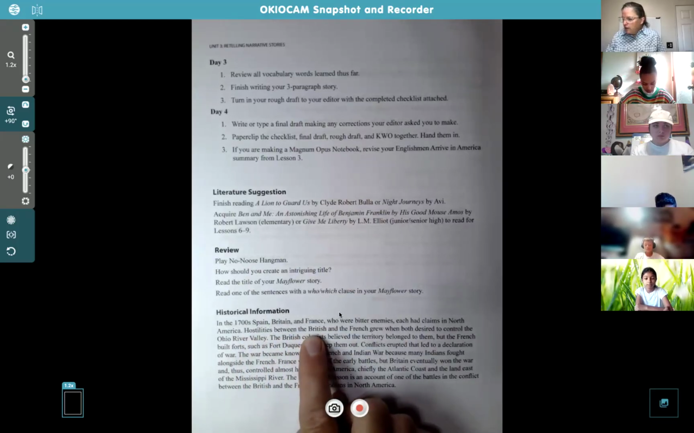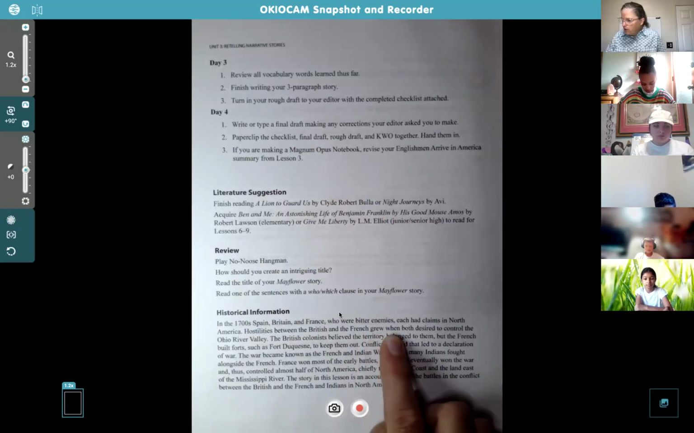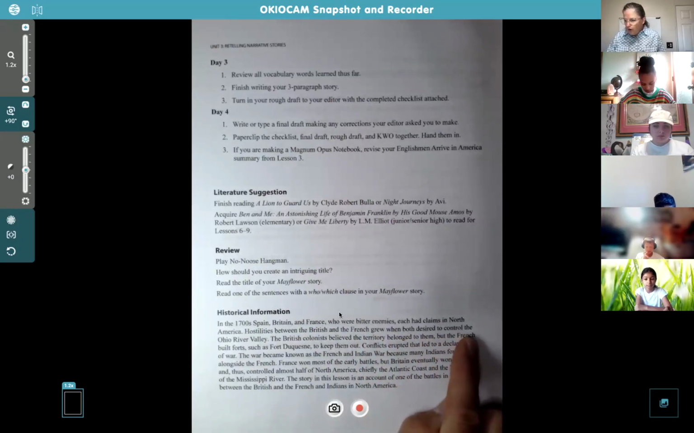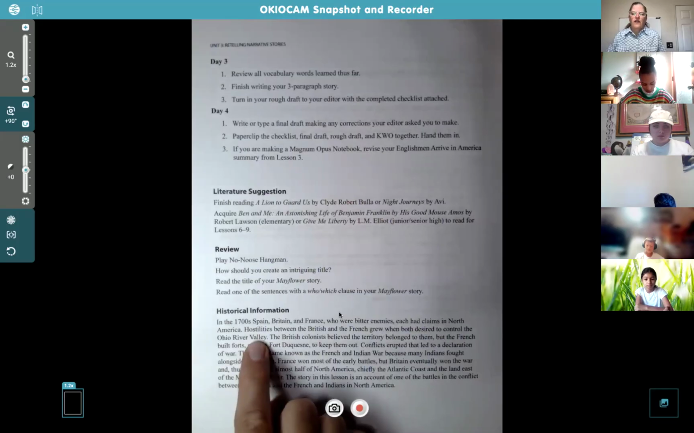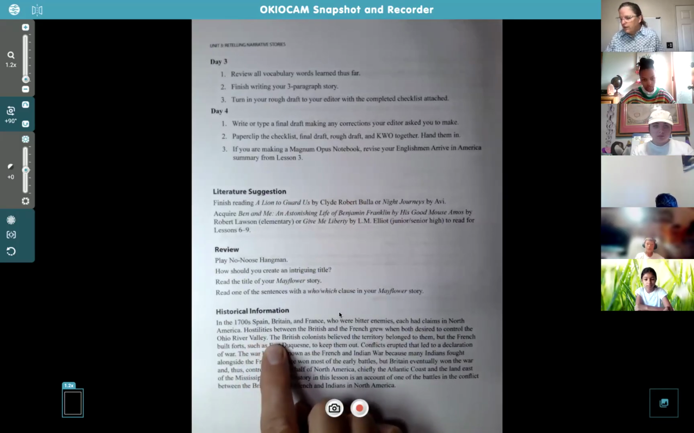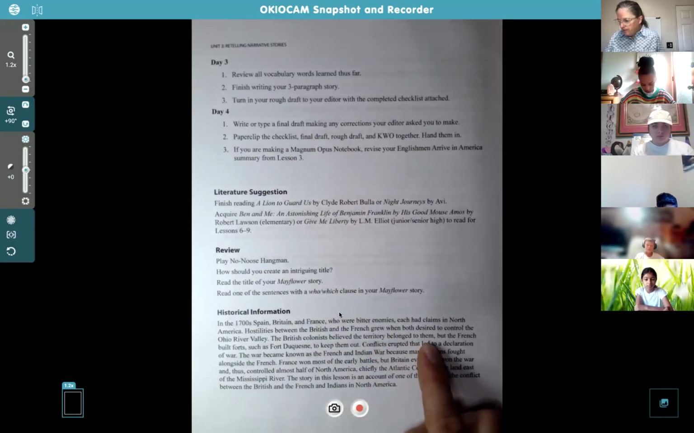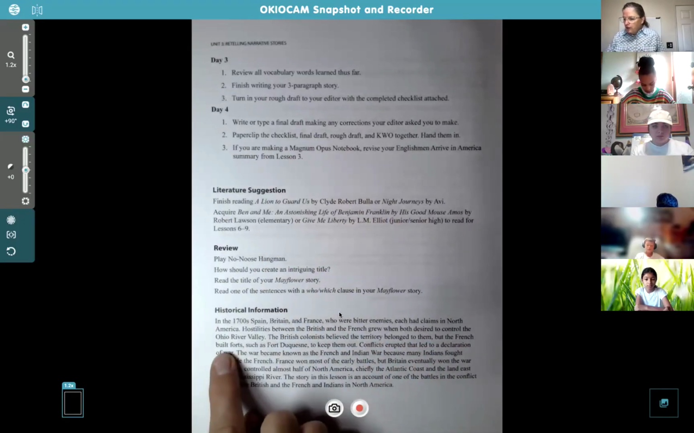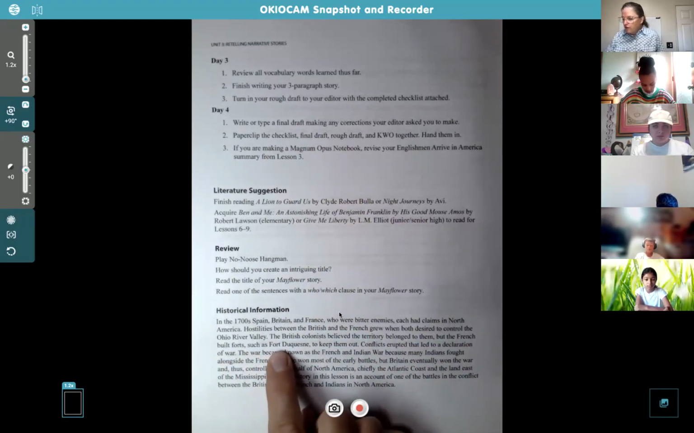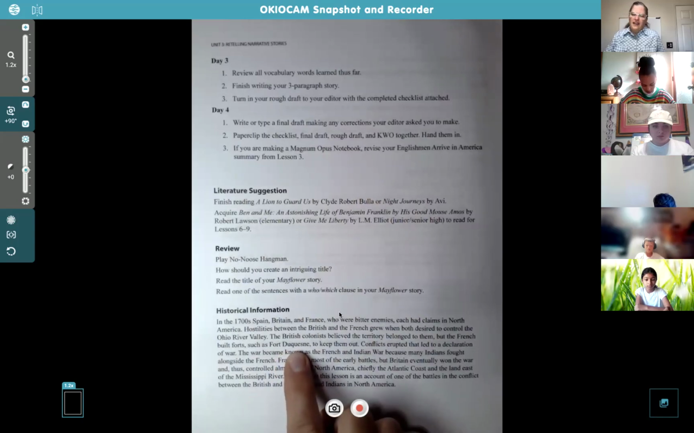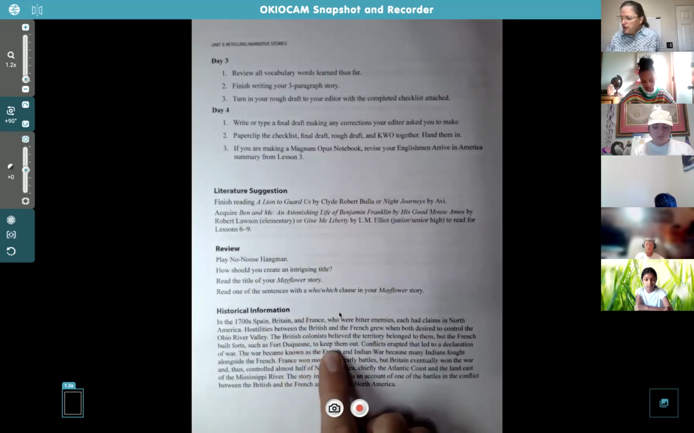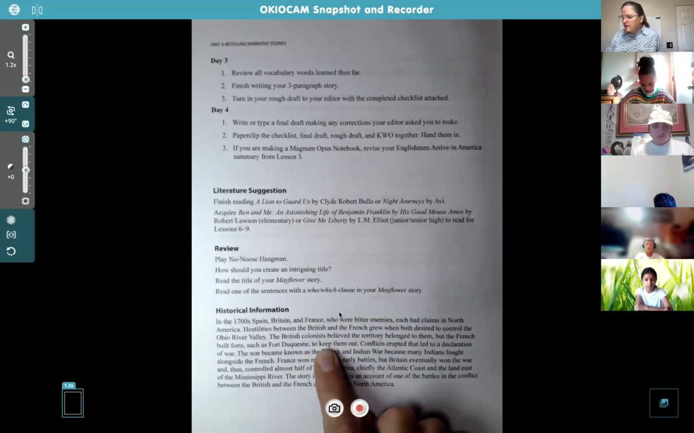Hostilities between the British and the French grew when both desired to control the Ohio River Valley, which we're going to look at in a second here. The British colonists believed the territory belonged to them, but the French built forts such as Fort Duquesne, I think is how you say this name, it's a French word, to keep them out. So basically, the British is like, that's ours. And the French is like, no, it's not, it's ours. We already built a fort, so it's ours.